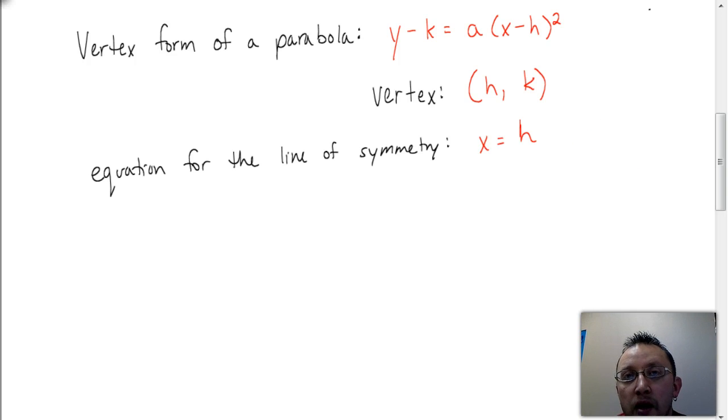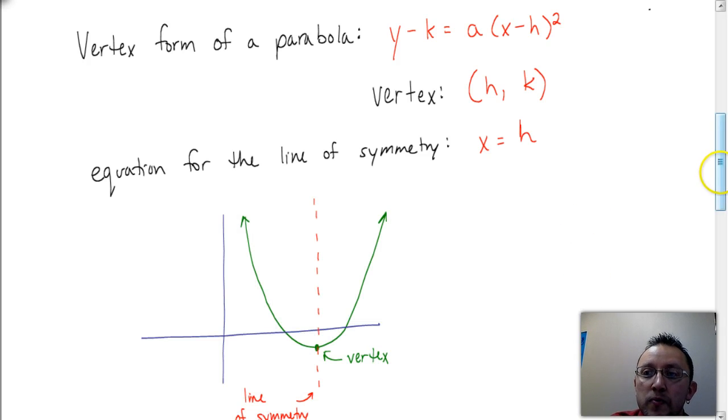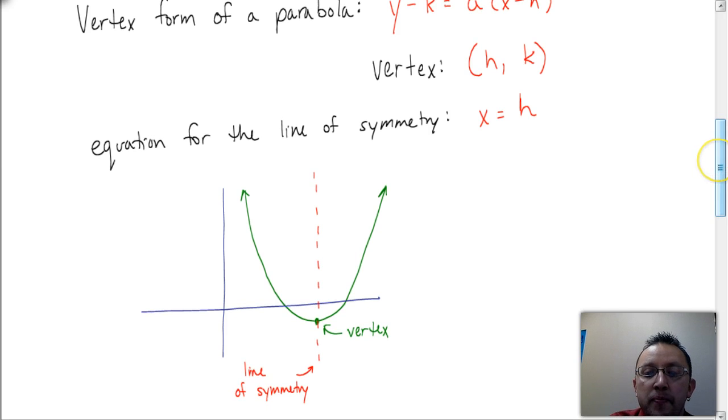There's also an equation to recognize that we need to know, which is the equation for the line of symmetry. What is the line of symmetry? Well, let's look at a diagram here. This diagram is showing us a parabola, and the vertex, you can see, is going to be either a minimum or a maximum value. If the parabola opens upwards, that vertex is going to be a minimum value. If it opens downwards, that vertex is going to be the maximum value. But we'll talk more about that in a different video. That line of symmetry is where, if you look at that parabola, it's going to be the same on both sides. So it's reflected over that line of symmetry.